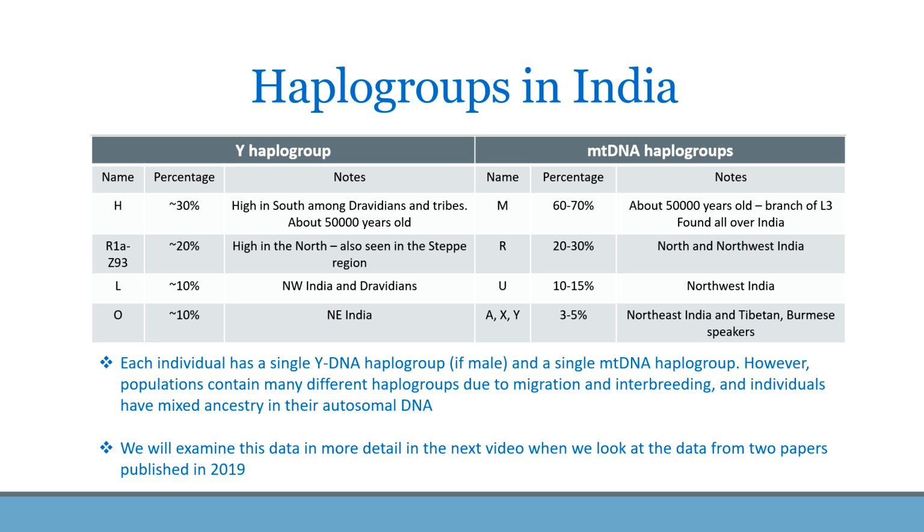This table shows the predominant Y and mtDNA haplogroups in India. H is the dominant Y haplogroup in India. It is considered the Indian marker. It is about 50,000 years old and is more prevalent in the south of the country among people who speak Dravidian languages, such as Tamil, Kannada, Telugu, and Malayalam, and among tribal people.